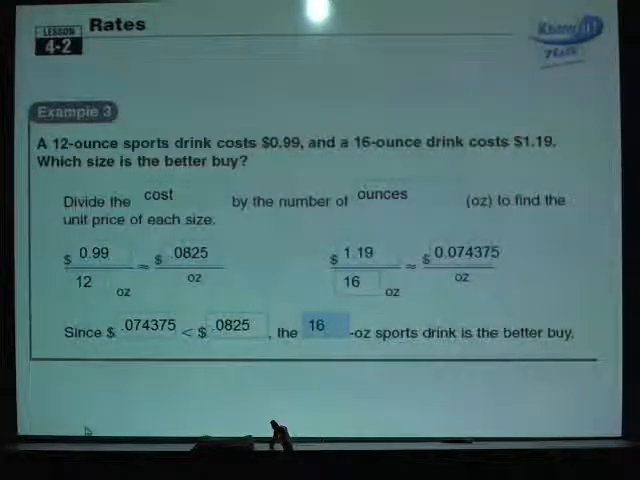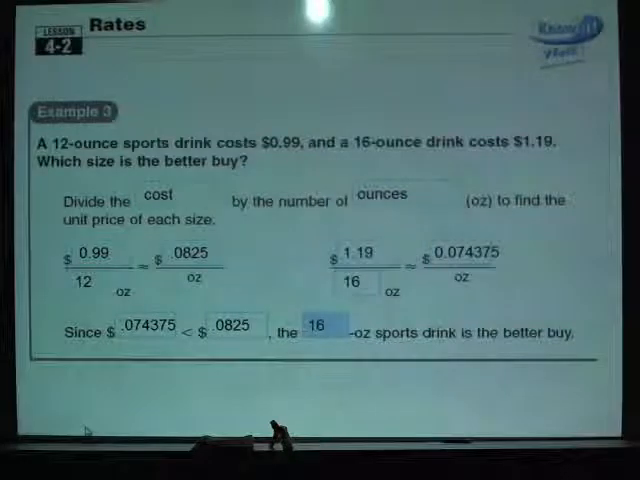Now, number 3 is a lot like that cough drop question we saw in 4-1. The difference is now they're really going to be talking about the price as opposed to the amount we get per ounce. They're going to be asking me which one is the better buy, so we're going to be looking for whatever is cheaper, not necessarily which one I'm getting the most for.